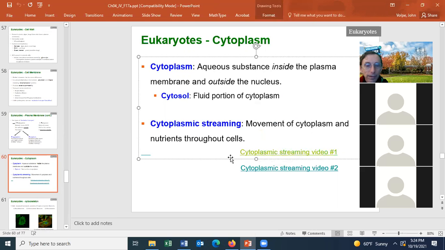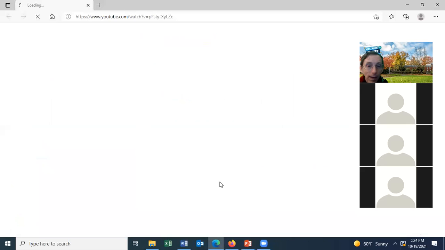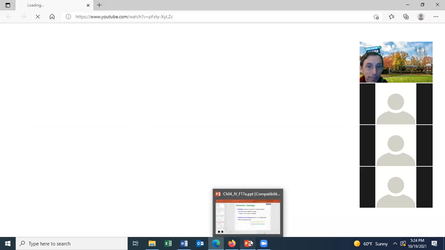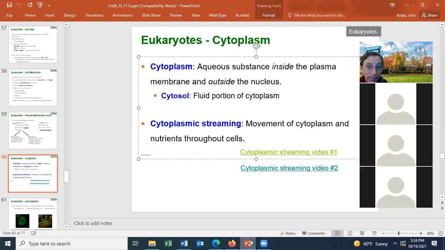If there's no questions, let's move on. Cytoplasmic streaming can happen in a eukaryotic cell, and that's the movement of cytoplasm and the nutrients in the cytoplasm throughout the cells.